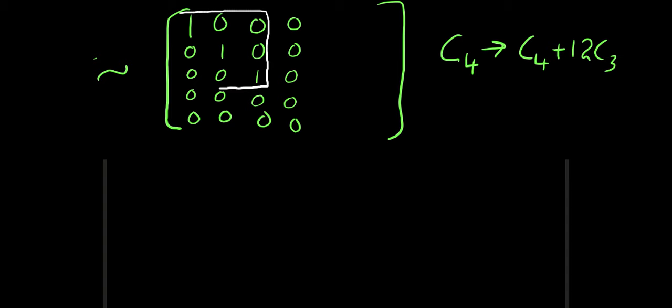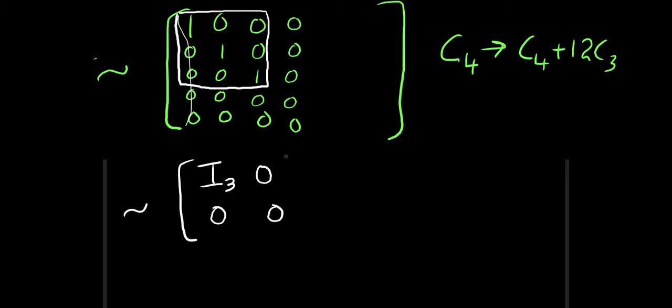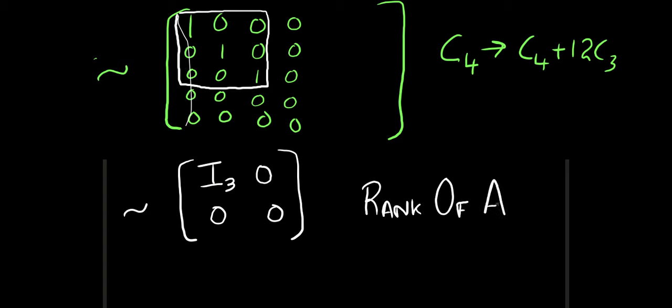Now take a look at this. I hope you're able to see the identity matrix. So I'm going to write I3, because the order of the identity matrix is 3 by 3. And then we write zeros over here. And now I can conclude rank of A, because initially I called it A, is equal to 3.